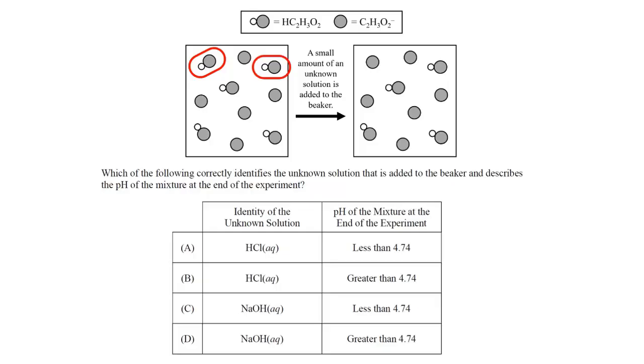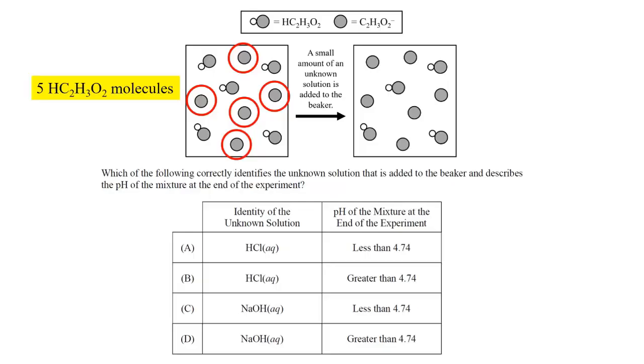1, 2, 3, 4, 5 molecules of the weak acid, acetic acid. Now, as far as the acetate ion, the conjugate base, I see 1, 2, 3, 4, 5. So we have an equal amount of moles of the weak acid and the conjugate base. So that pH of 4.74 is also equal to the pKa for acetic acid. pH equals pKa.